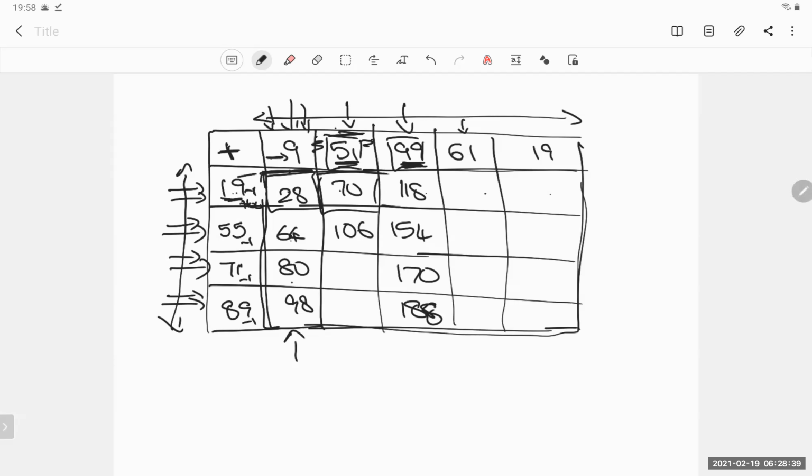So you'll add 1 to this number. You know that for each number over here, when we go step by step, we just have to add 1 and then 60. So 19 plus 1 is 20, plus 60 is 80. 55 plus 1 is 56, plus 60, 116. 71 plus 1 is 72, plus 60 is 132. 89 plus 1 is 90, plus 60 is 150.